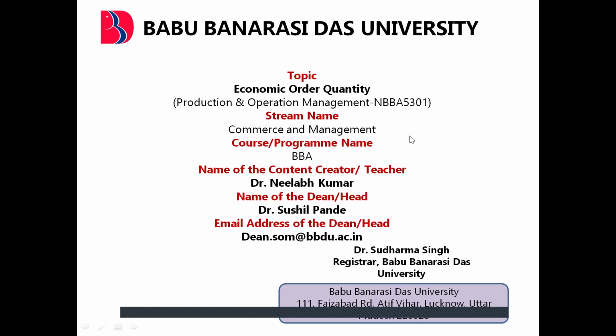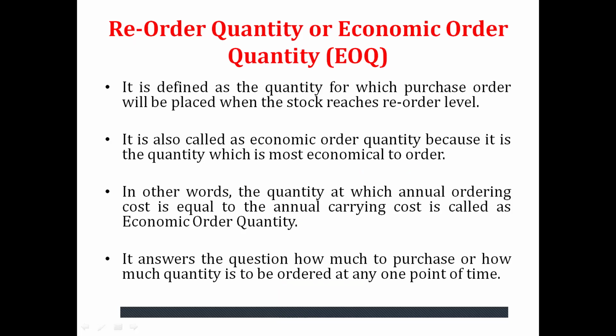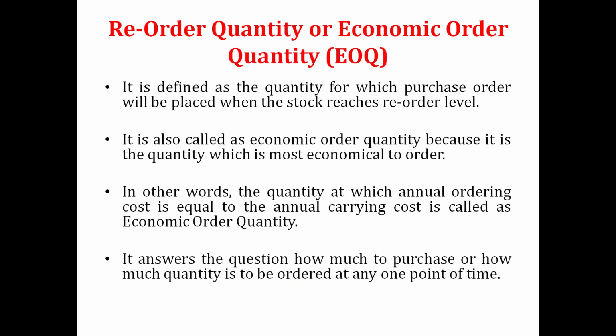So let's start with the concept of EOQ model. It is defined as the quantity for which the purchase order will be placed when the stock reaches reorder level. It is also called economic order quantity because it is a quantity which is most economical to order. In other words, the quantity at which the annual ordering cost is equal to the annual carrying cost is called economic order quantity. It answers the questions how much to purchase or how much quantity is to be ordered at any point of time.